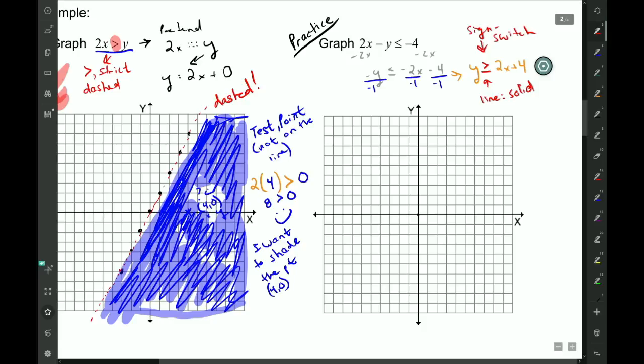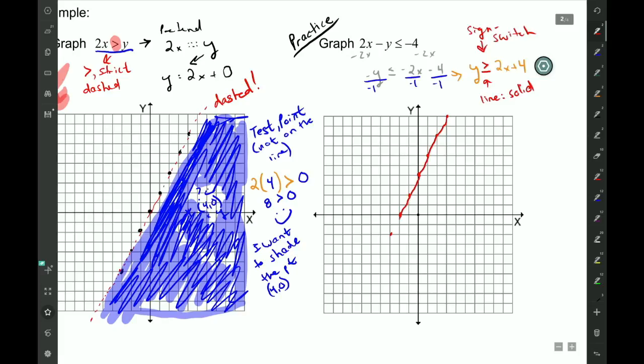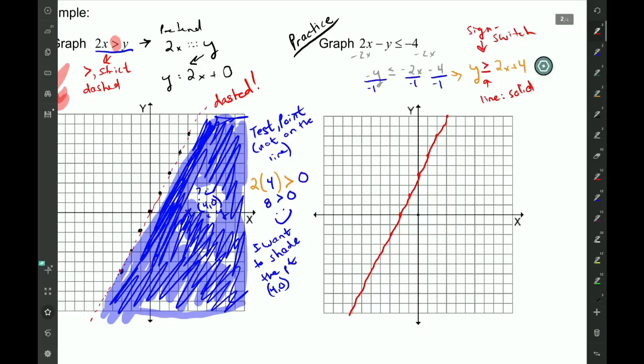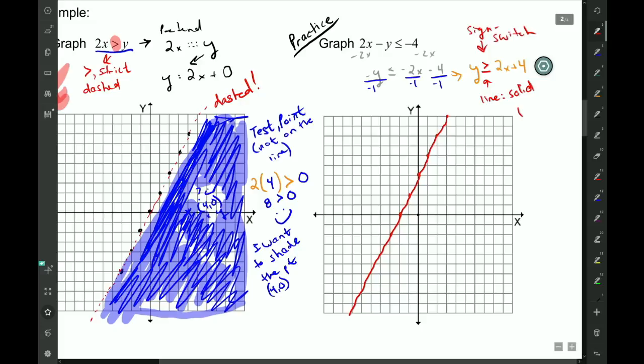2x plus 4, so up 4. And we will use a solid line through that, so nice and solid. That is not very clean, but if you guys have a ruler, I would recommend that. There's our solid line. Now, the next piece is the test, the big test point.